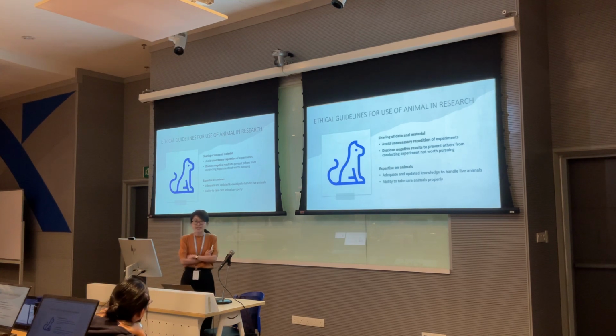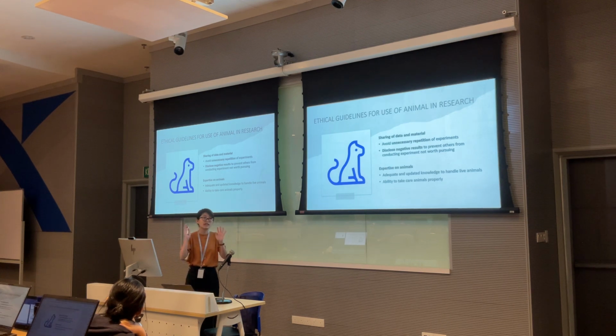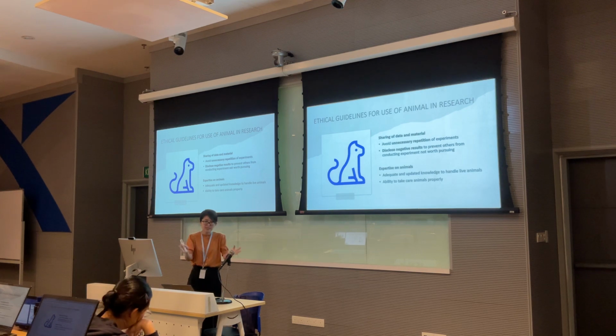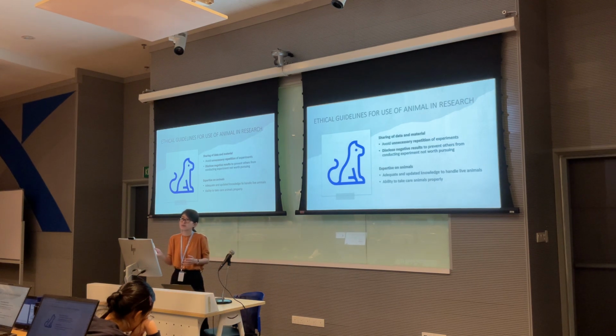For sharing of data and material, avoid unnecessary repeats of experiments. As I mentioned, for any research study involving animals, usually we do not allow repeats. For the ethical approval from the IACUC committee, usually they do not allow you to repeat. You can assign your group 5 or 6 mice per group and obtain statistical value, but you cannot simply repeat the animal work, and disclose negative results.